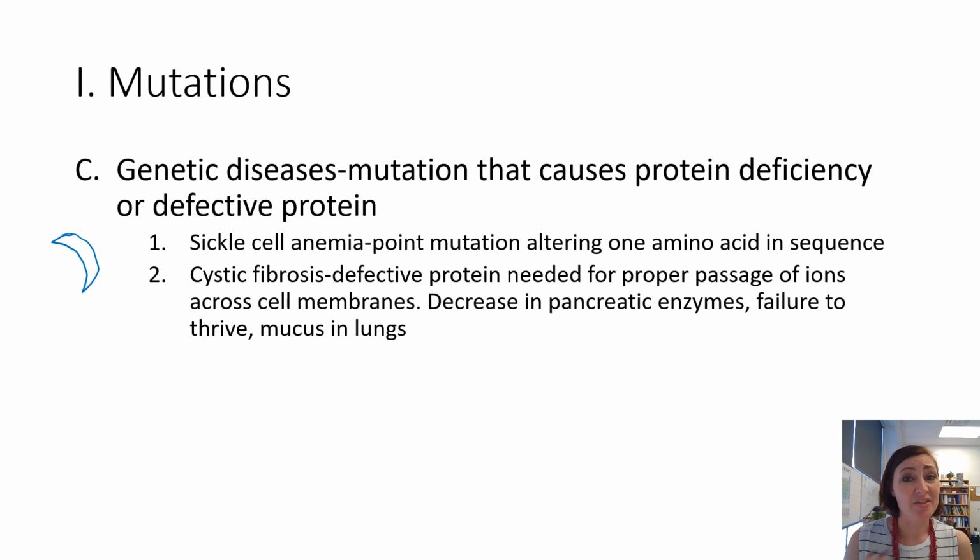Cystic fibrosis is another example of a mutation. It's one of the most common genetic diseases in Caucasians, and it is a mutation resulting in a defective protein. So your cystic fibrosis transmembrane conductance regulator gene becomes defective. You need this gene for the proper passage of ions across the cell membrane. If you have cystic fibrosis, you're going to have decreased secretions of pancreatic enzymes, and this ultimately is going to result in a failure to thrive. So you're going to have very poor growth.